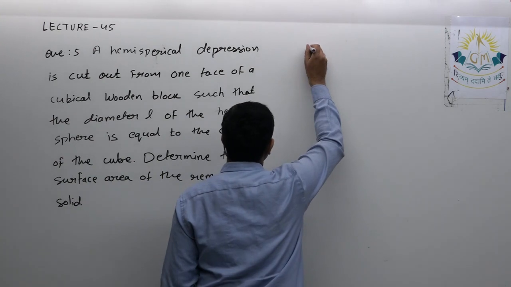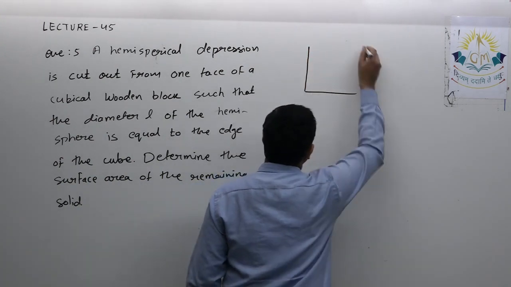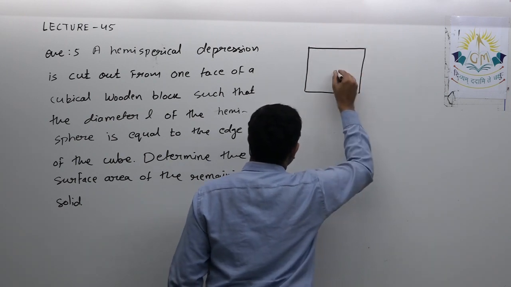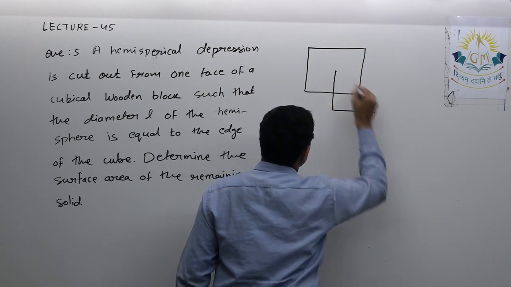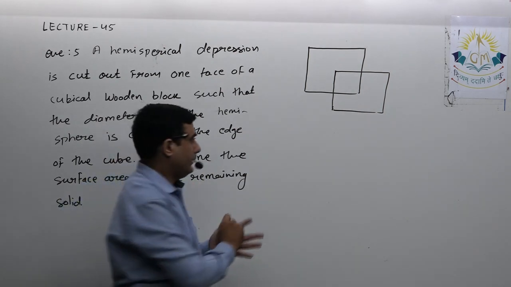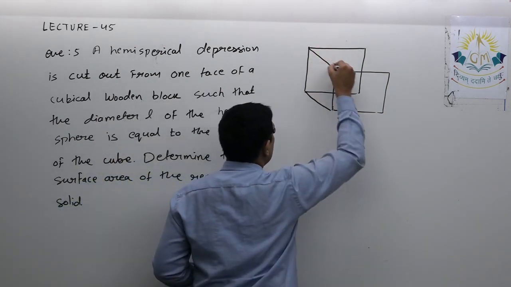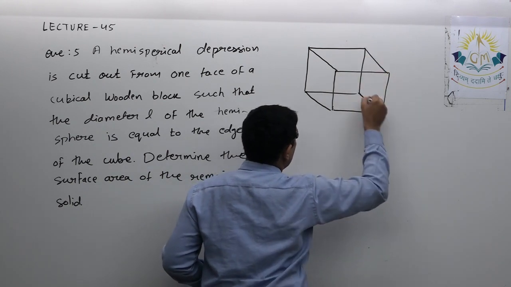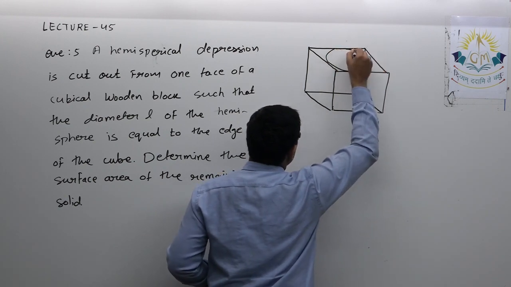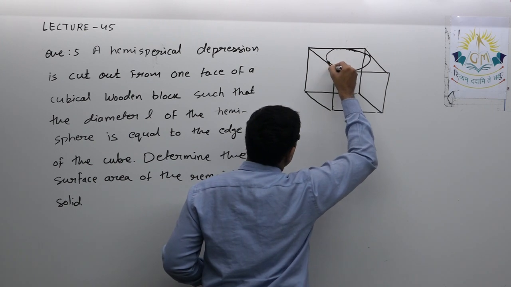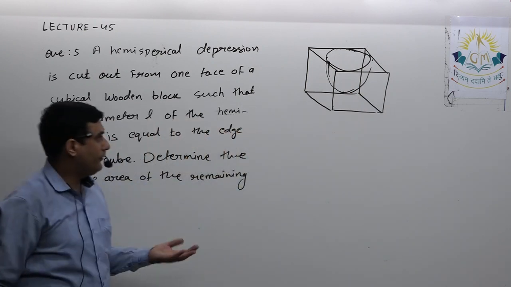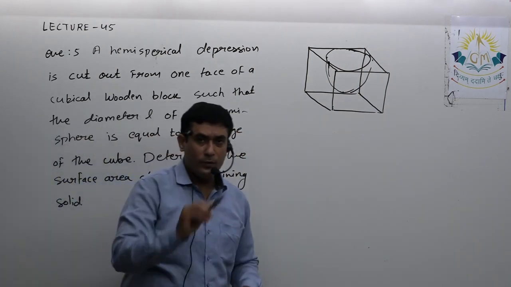So let me try to make a diagram to make you understand in a better way. However, this is a question in which you have to imagine a cube is there. You can see there is a cube of ice cream and a scoop is taken out from it. From a cubical block of ice cream, a scoop is taken out.